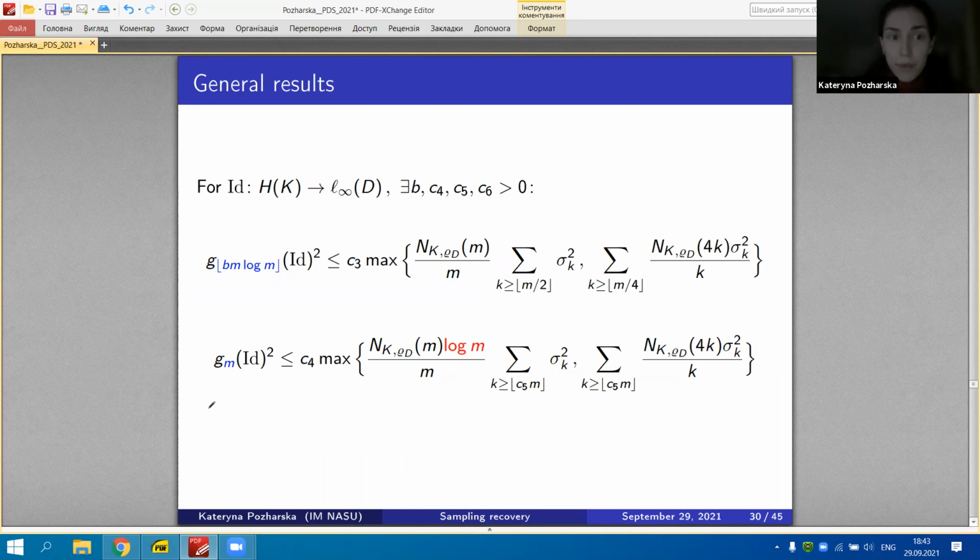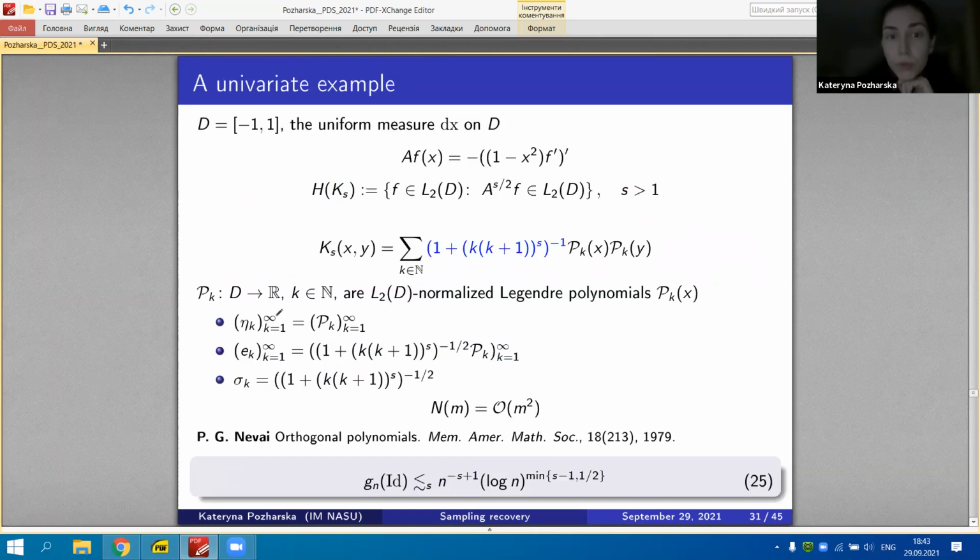And one more example. Here we have our general results one more time. Now we move to the univariate example where our Christoffel functions behave not like m, as in the previous case, but like m squared. Here I want to mention the book by Nevai, where they gathered information about these Christoffel functions for the set of trigonometric polynomials for different Jacobi weight parameters. For Legendre polynomials, alpha equals beta equals zero in the Jacobi weight, we have such behavior for the Christoffel function.